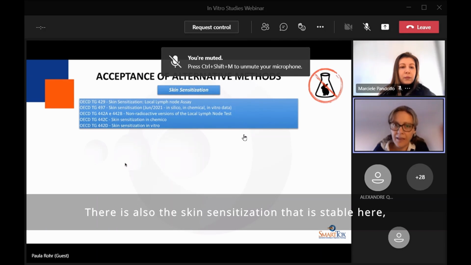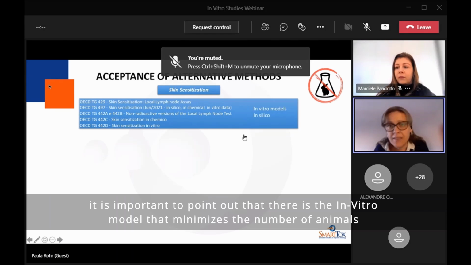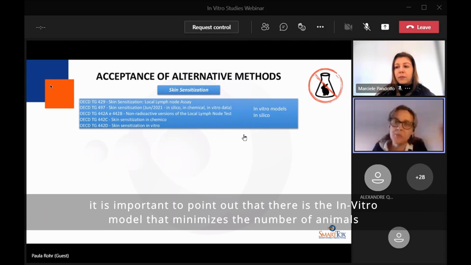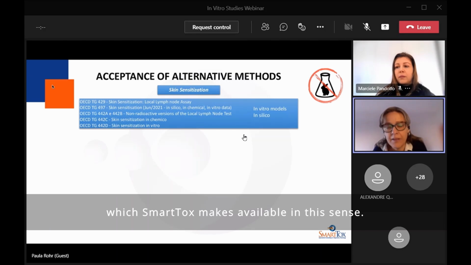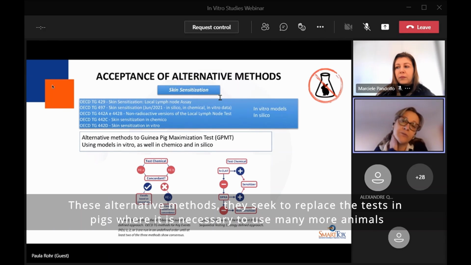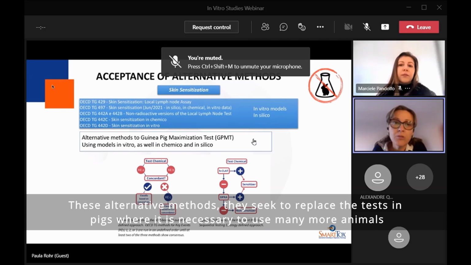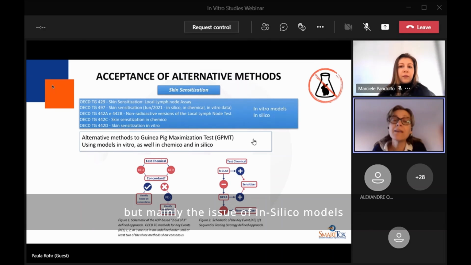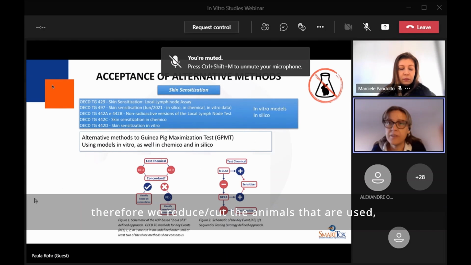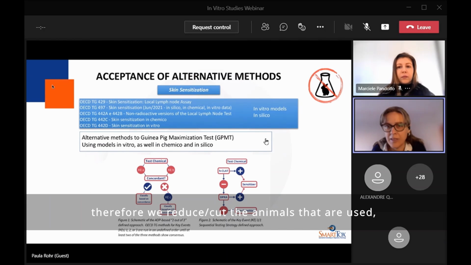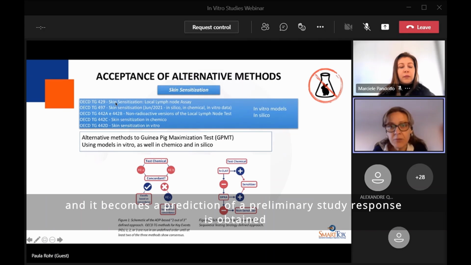Tem também a sensibilização da pele, que está listada aqui. É importante salientar que tem um modelo in vitro, que minimiza o número de animais, mas tem os modelos in silico, parte em que a Smart Tox disponibiliza o serviço. Esses métodos alternativos procuram substituir o teste em porcos, onde era necessária a utilização de muito mais animais, mas principalmente os modelos in silico, porque a gente não precisa nem utilizar o método in vitro, muito menos o método in vivo. Logo, a gente reduz ou corta o número dos animais que são utilizados e se faz uma predição conforme vai se tendo a resposta de estudos prévios.